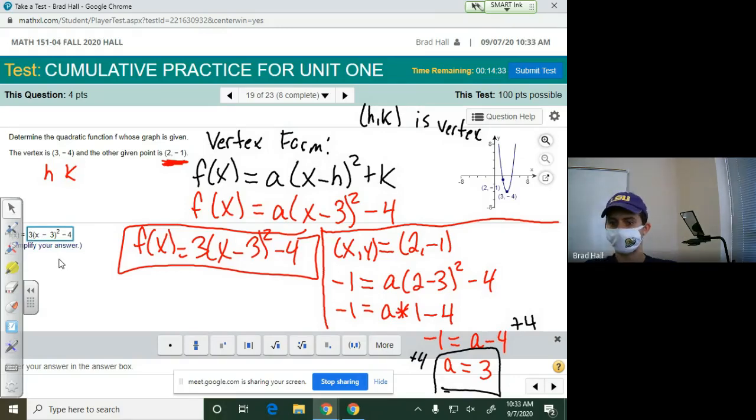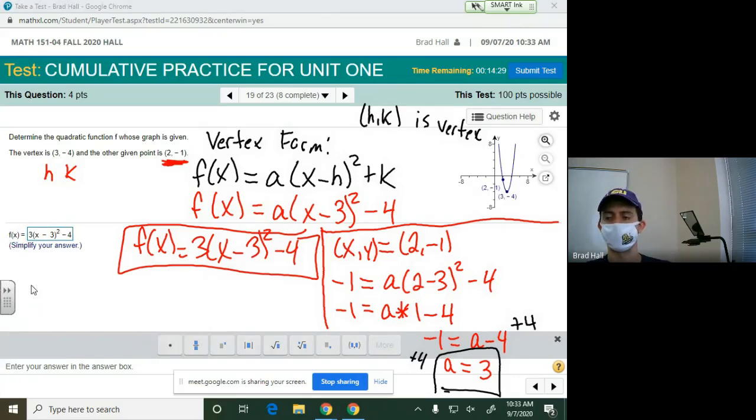That's it. We plugged in a temporary x and y value off to the side to figure out a. And that's what we did. We found a was 3, so then we go back to x and y. I do another example like this in the video, but it's the same exact process.